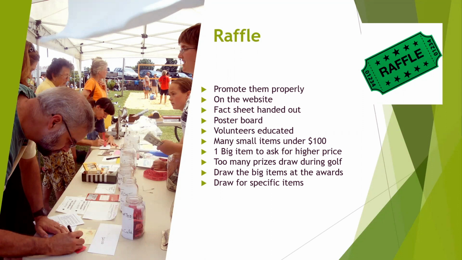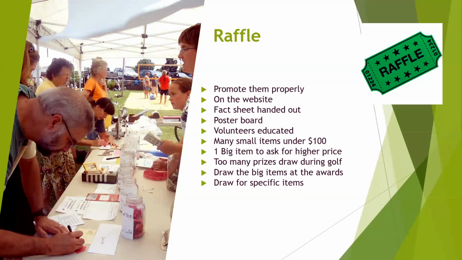And then one big item for the grand prize, maybe a motorcycle or a television, something big so that people will pay a little extra. If you have all small items, they're only going to pay $1 a raffle ticket. But if you have a bigger item, they'll pay 10, 15, 20 bucks for those raffle tickets.